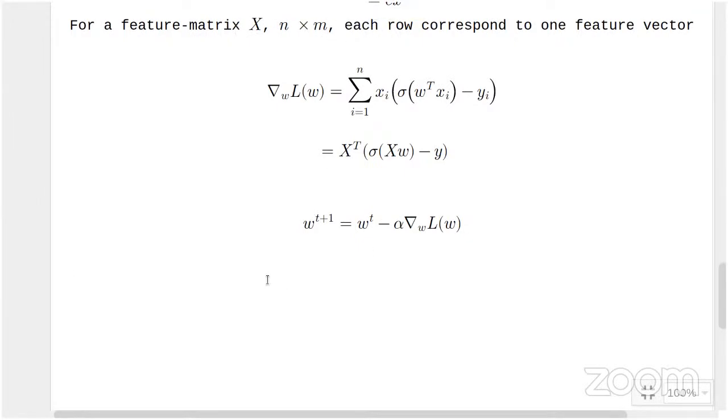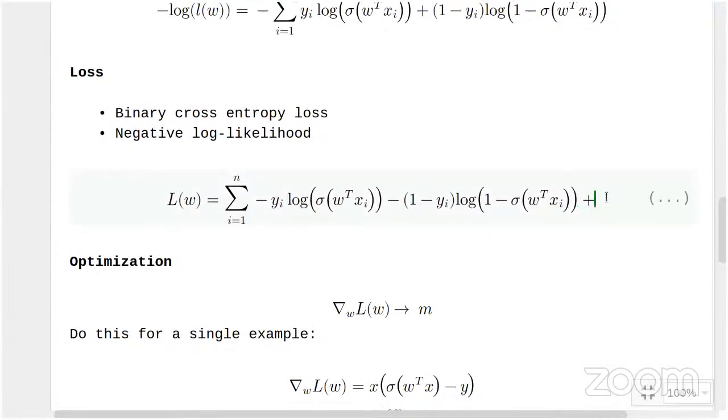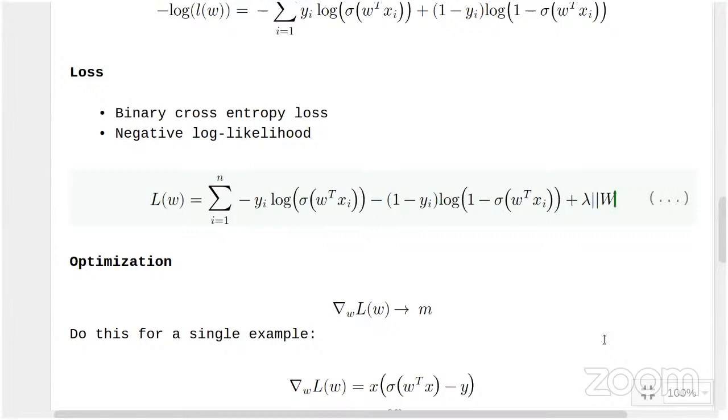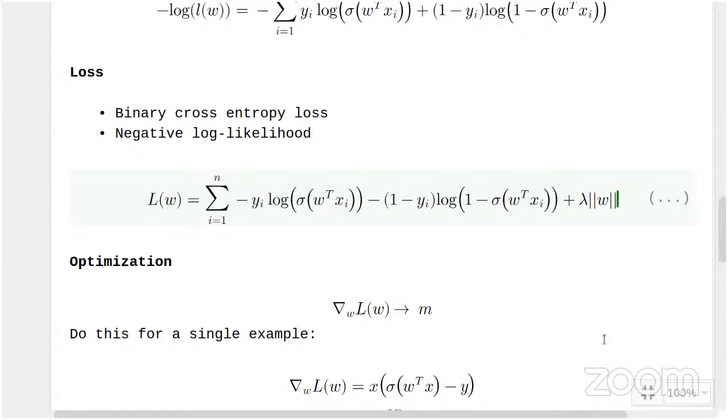There is regularization for this also, right? Yeah, there is. You can add to the loss. This is the unregularized loss. You can always add lambda times norm W square, let's say you are doing ridge.